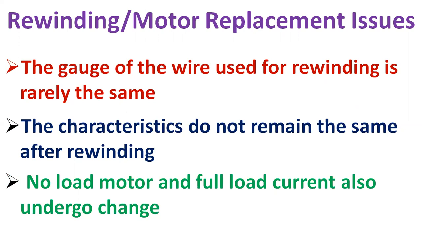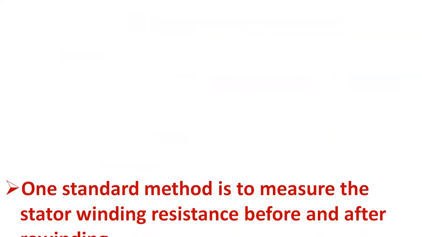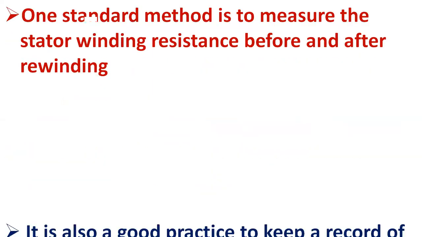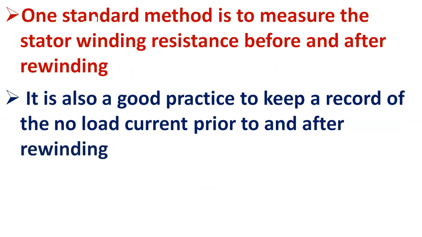One standard method is to measure the stator winding resistance before and after rewinding. It is also a good practice to keep a record of the no load current prior to and after rewinding. These two parameters do speak about the condition of the rewound motor. In fact, in many factories, the payment of the rewinding contractor is linked to these two parameters, and the motor is rejected after rewinding if the no load current exceeds the predefined value. That is exactly what we have been seeing.